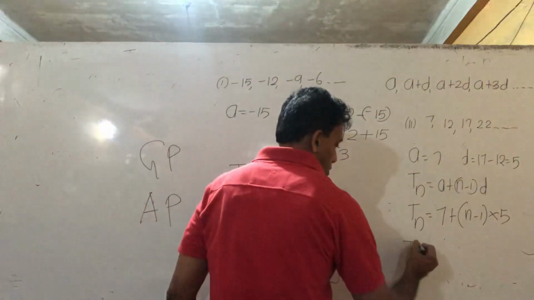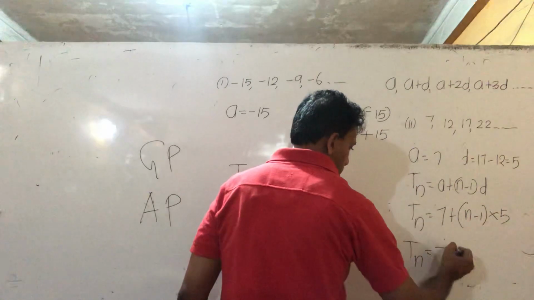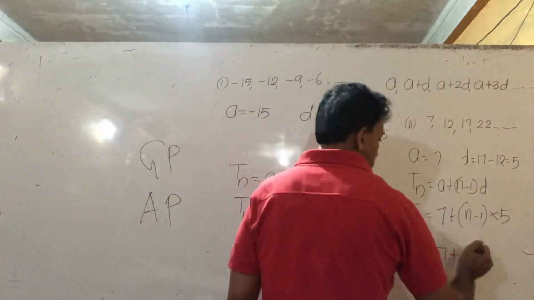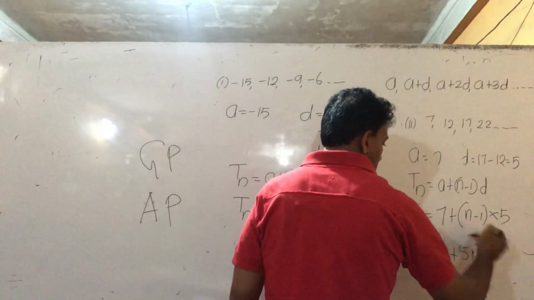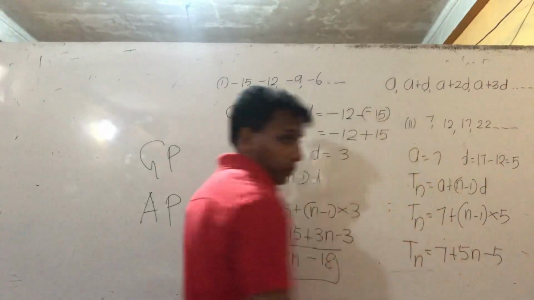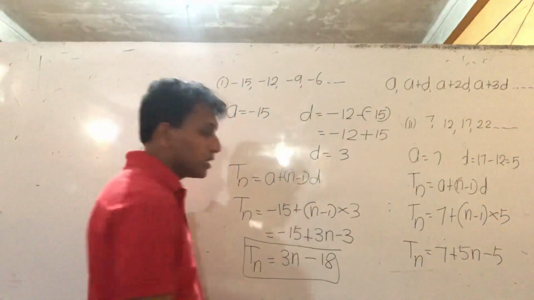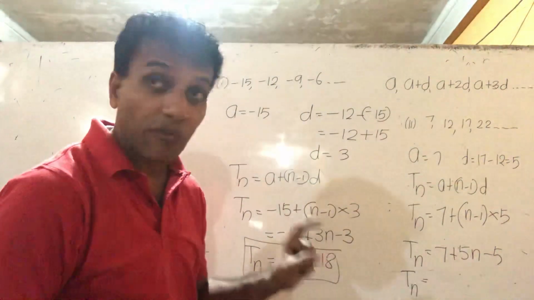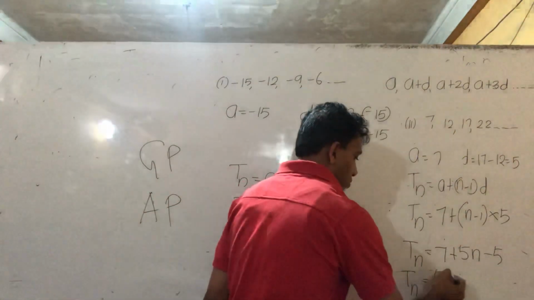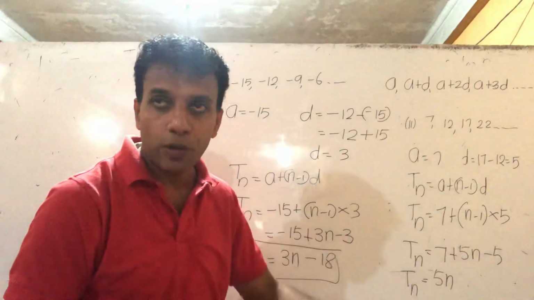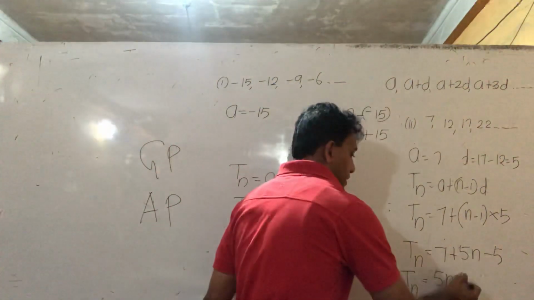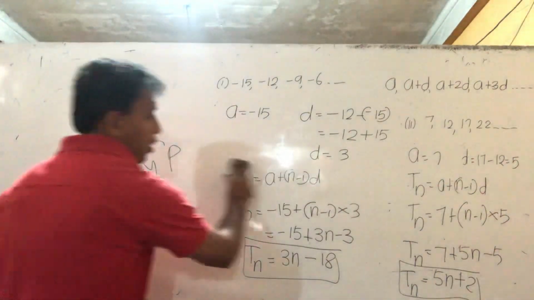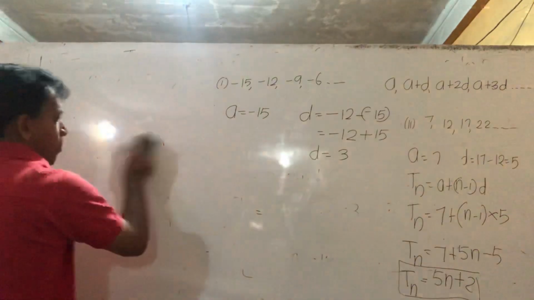So Tn equals 7 plus, multiply the bracket by 5. So 5 times n, 5n, minus 1 times 5, 5. Okay, so therefore the nth term answer is: first write the n part, 5n. What next? 7 minus 5, plus 2. This is the nth term of this expression. Nth term formula or nth term expression, right?